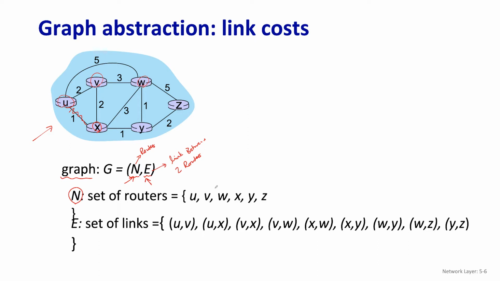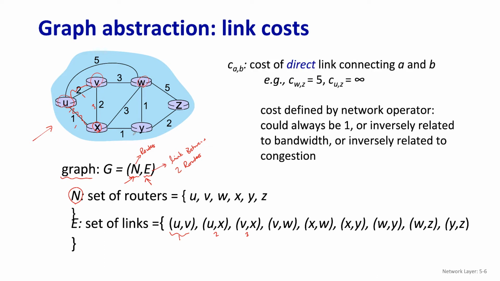And for the links, you have to mention all the links in this way. Here, the first link is from U to V, let's say this one. This is number 1, right? Then from U to X, this is number 2. From V to X, this is number 3. So these are the edges that we have in our network. You have to be aware of these concepts: a node is the router, and an edge is the connection between two routers.